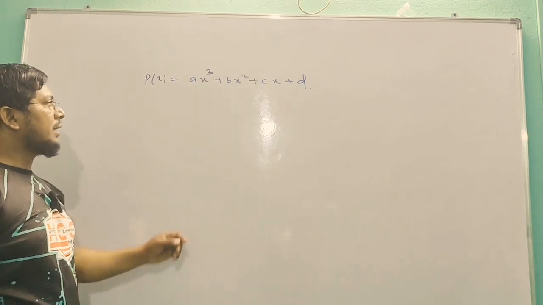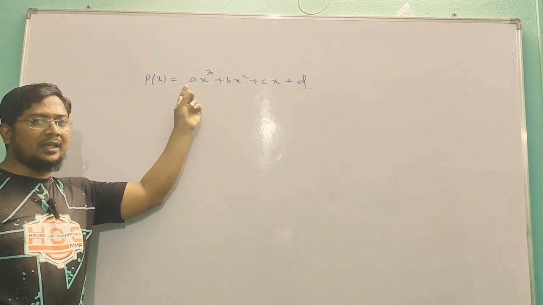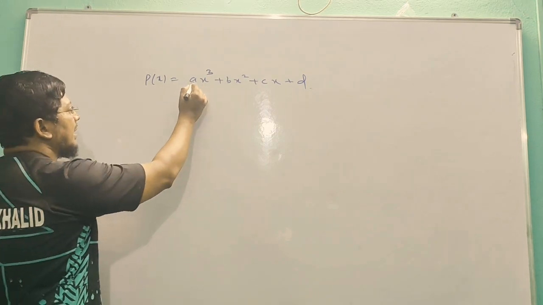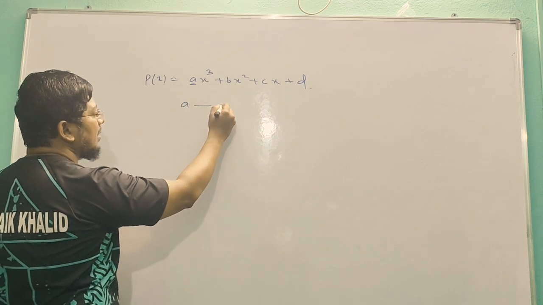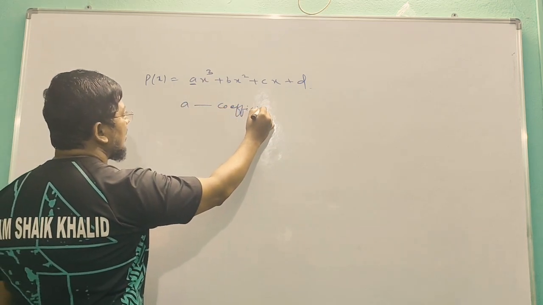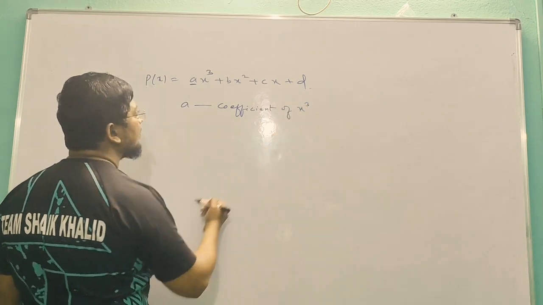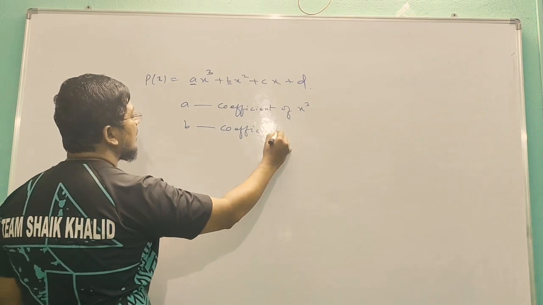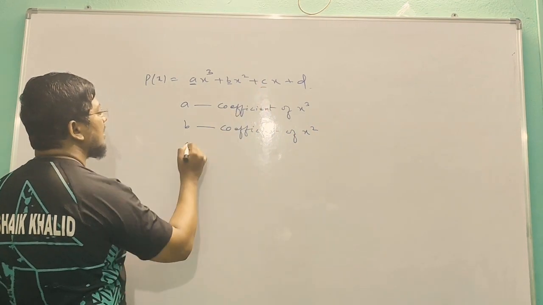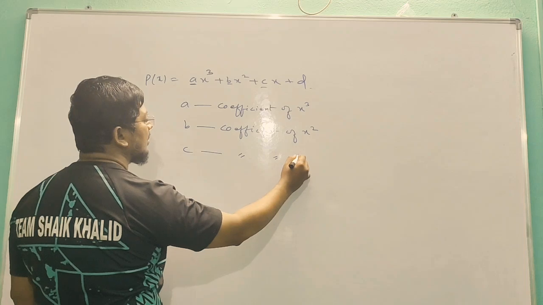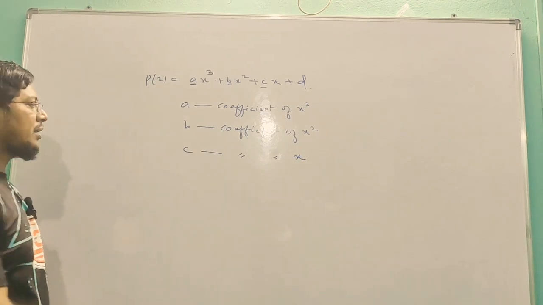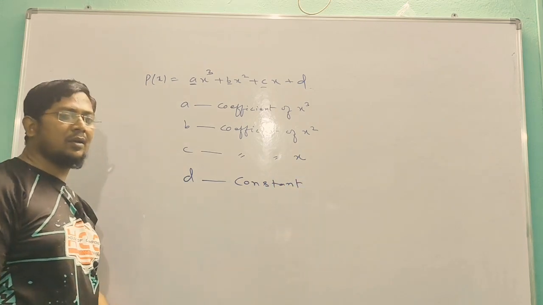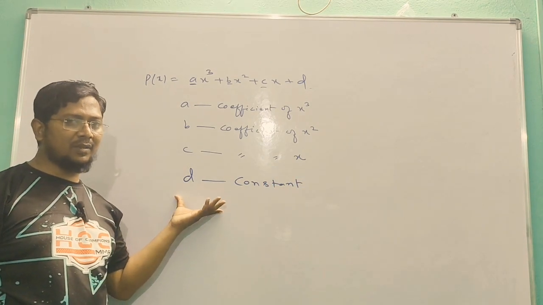Coefficient means what? A term which comes before the variable. Here we can say that a is the coefficient of x power 3. Similarly, b is the coefficient of x power 2. Similarly, c is the coefficient of x. D is nothing but a constant. What does constant mean? A constant is a term without a variable, a fixed number.